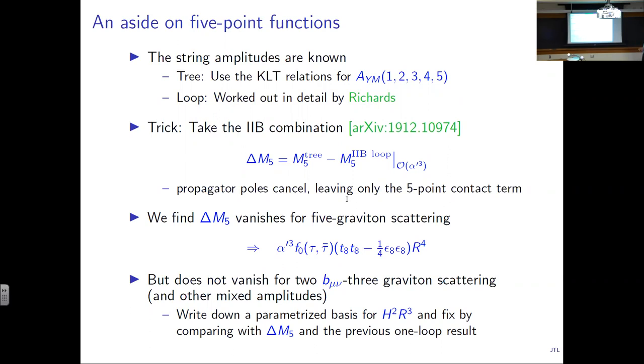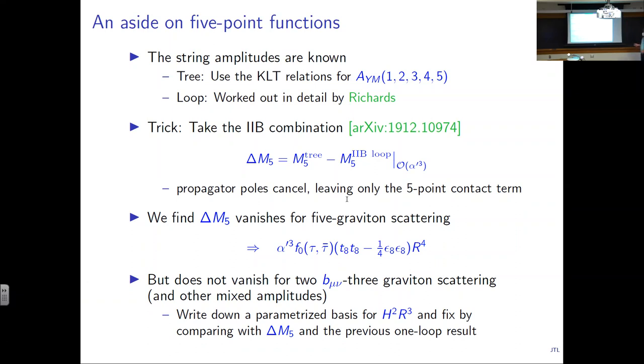Why is that? Because in the 2B theory, we know something from S-duality. We know that the tree and the loop R⁴ corrections, at least in the purely gravitational sector, combine with one of these non-holomorphic Eisensteins. What that means is the kinematical structure is T8 T8 minus 1/4 epsilon 8 epsilon 8. It's the same at tree, same at loop. This is the 4-point function. All this factorization on intermediate poles is because you have a 4-point function on one side and a supergravity 3-point function. Those 4-point functions are the same up to some constants that can be dealt with.